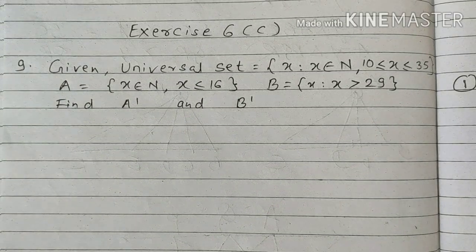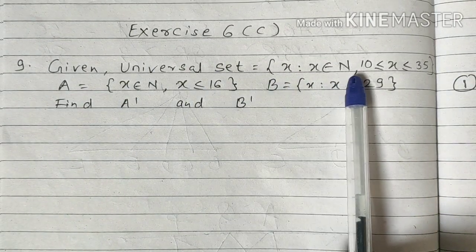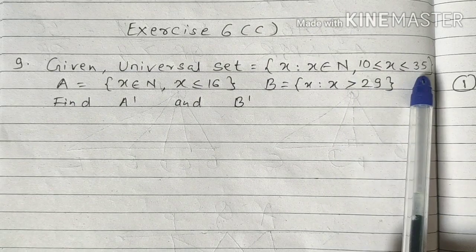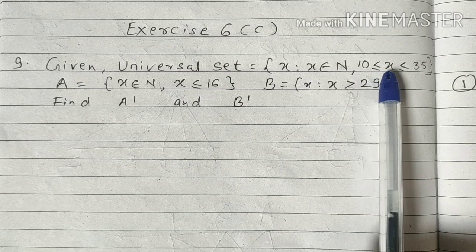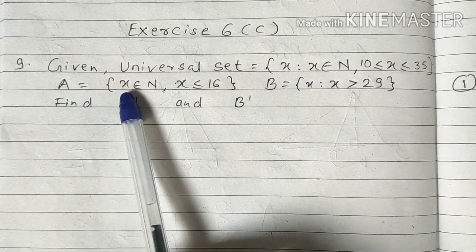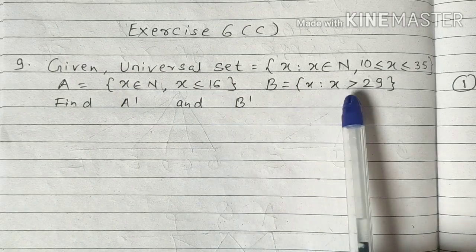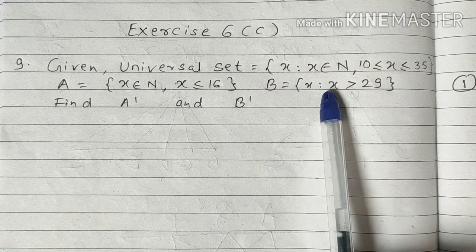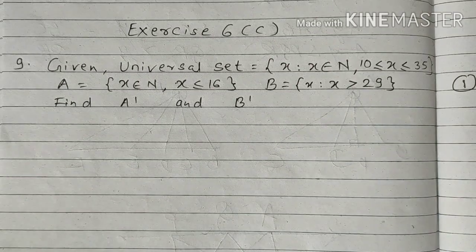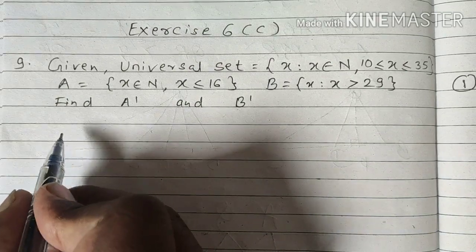The question is, given universal set X such that X belongs to the natural numbers and X is greater than or equal to 10 and less than or equal to 35. Also the A set is given, X belongs to natural numbers, X is less than or equal to 16. B set, X such that X is greater than 29. Okay. So let us write all these 3 sets in our roster form.